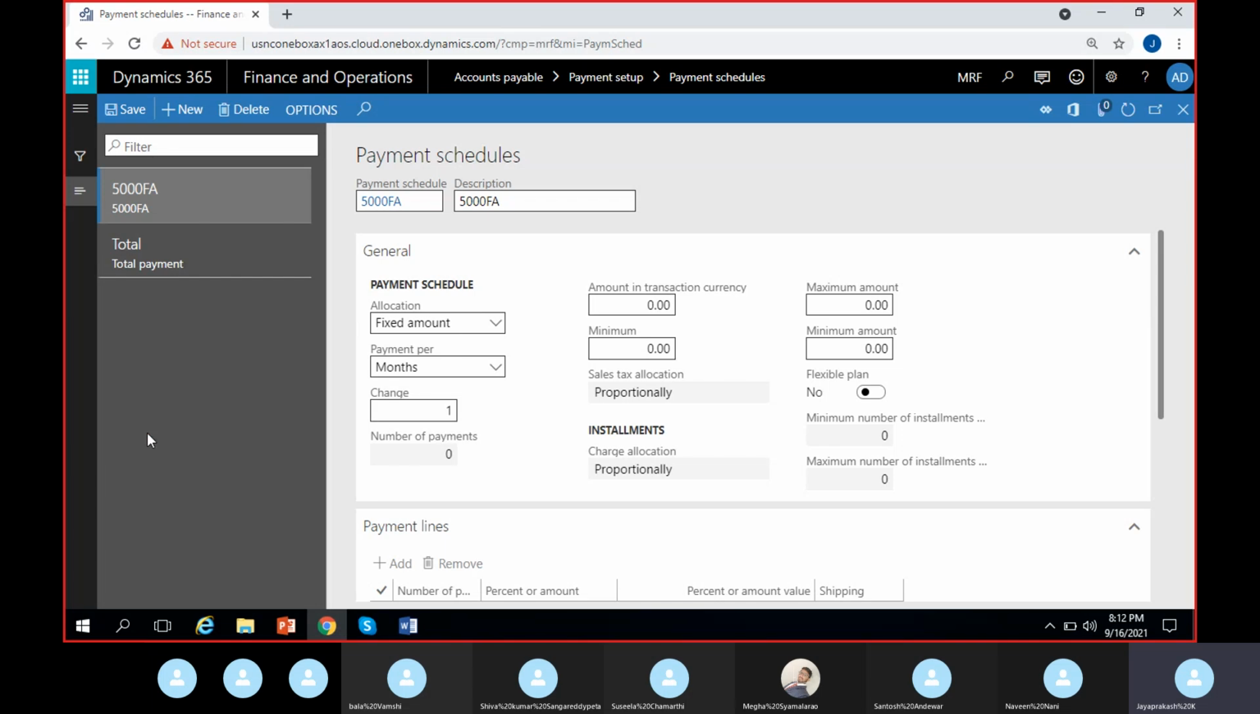Okay, let's continue. So we have created this 5,000 fixed amount. I have given the allocation method as fixed amount, then I gave it as months. Coming to this change point, I think this is for change for every month, like once a month. I was saying that once a month I'll pay 5,000 fixed amount on the invoice.